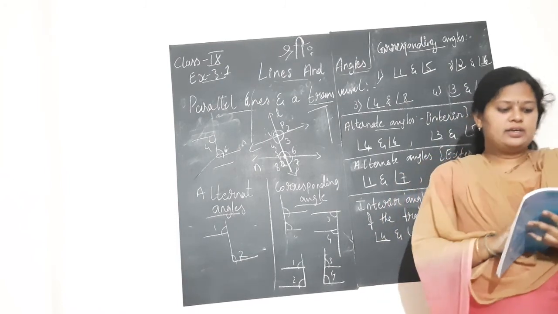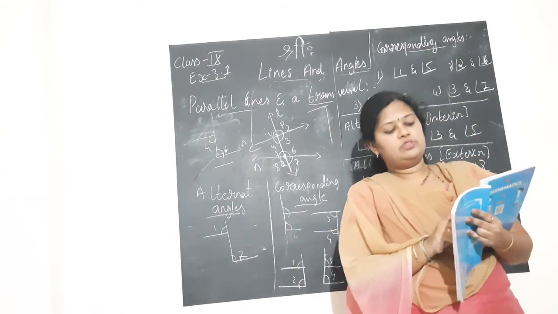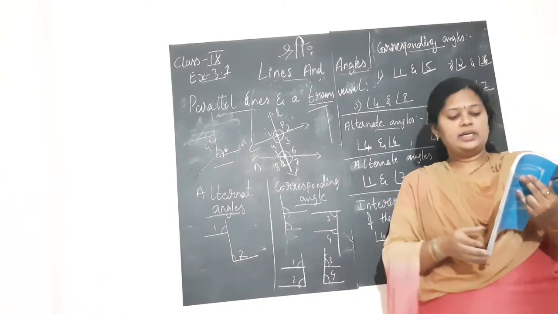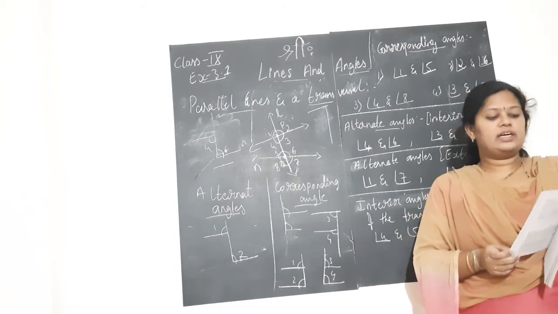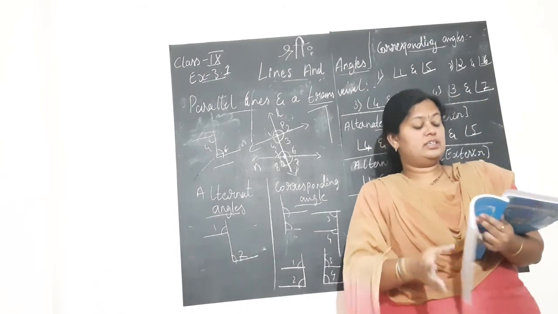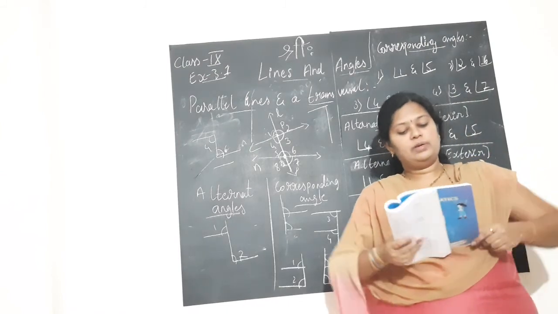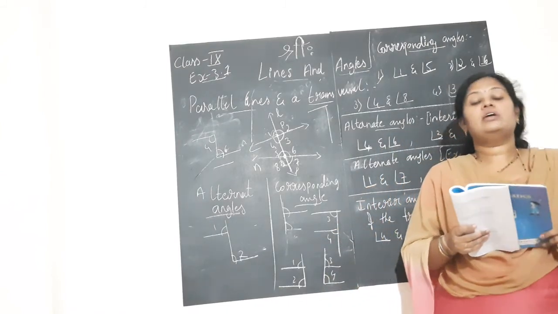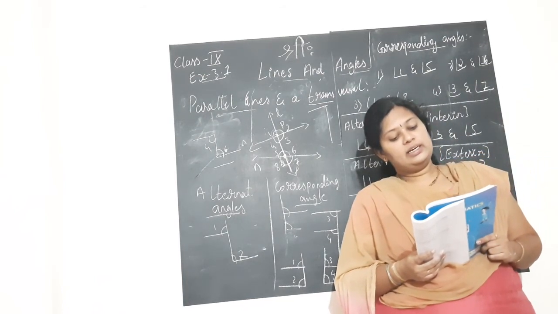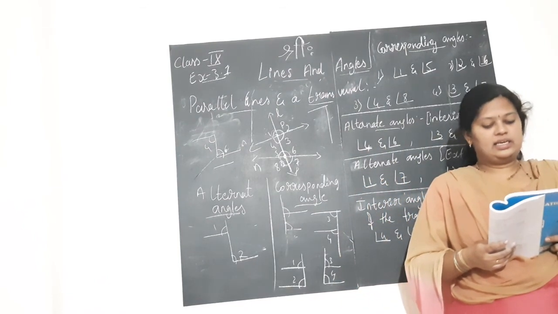So I want you to write, after completing exercise 3.1, the heading parallel lines and transversal from page 48 in your textbook. You will draw this figure 3.18 and write all the angles given there, which I wrote on the board: interior, exterior, corresponding, alternate, all that you will write, children. Next, on the next page you have axioms, axiom 3.3. All the axioms and theorem statements along with proof you should write, I said. Axiom 3.3: if a transversal intersects two parallel lines, then each pair of corresponding angles is equal.